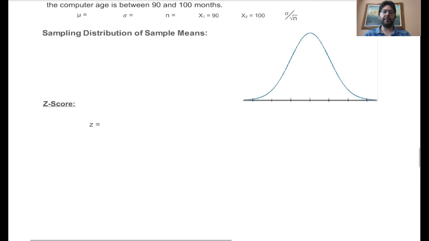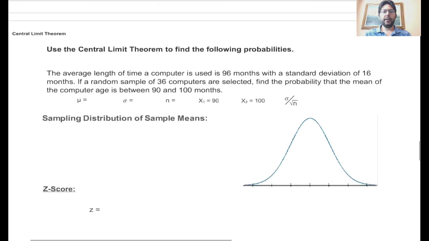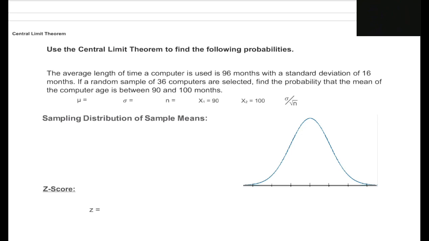All right, so let's go ahead and do another problem real quick. We're just going to do one more problem. We're going to use the central limit theorem to find the following probabilities. The average length of time a computer is used is 96 months with a standard deviation of 16 months. If a random sample of 36 computers is selected, find the probability that the mean of the computer age is between 90 and 100 months.